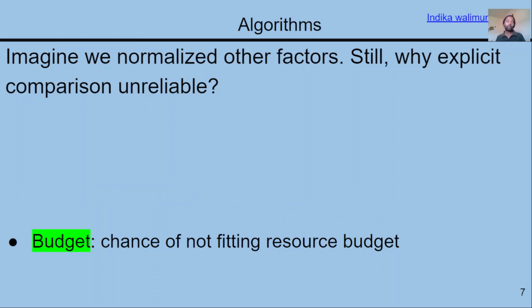This could be budget bias as well. This is not just time or money, but resources like memory usage. One of the algorithms might not fit within the resource budget. So now we have a problem of implementation.